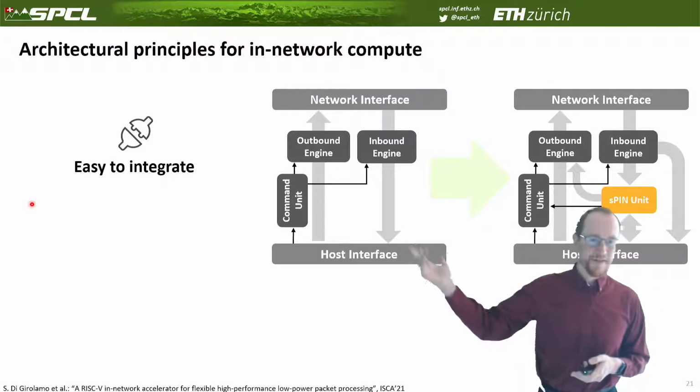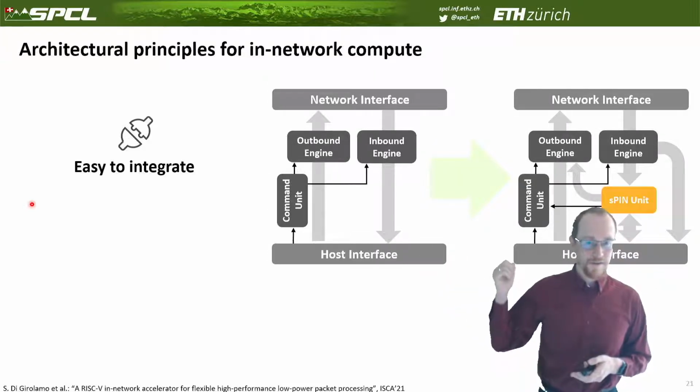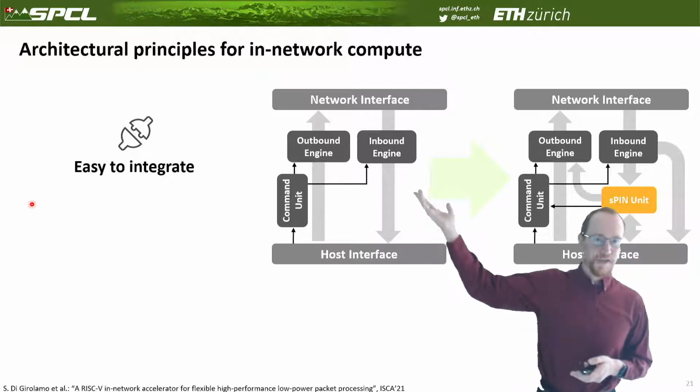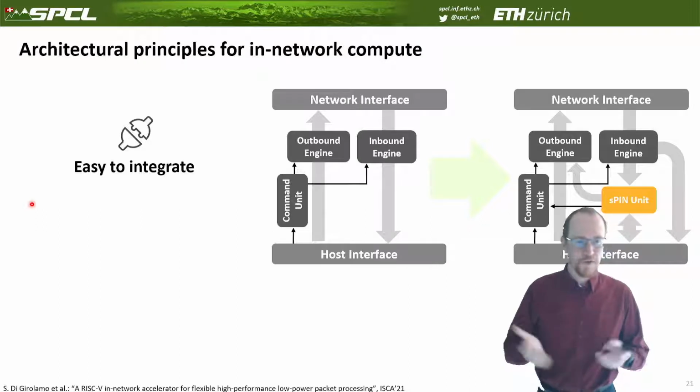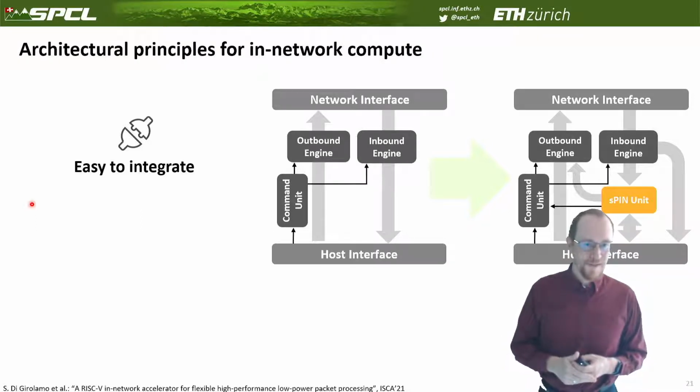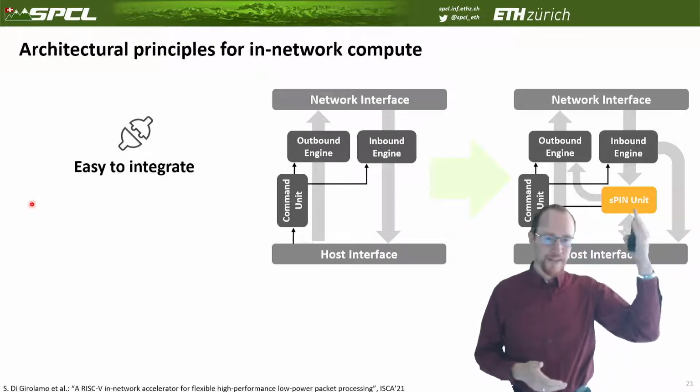What we have here is the architecture of a normal network card. So we have an outbound engine, inbound engine, a command unit, a network interface, and a host interface. This is how pretty much every NIC works today. All we do is add this yellow box in the middle.